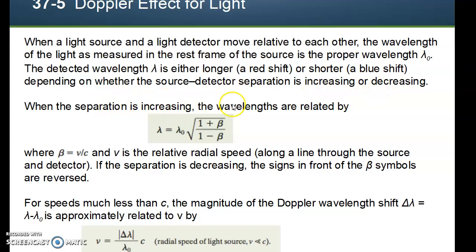So when the separation is increasing, the wavelengths are related by this right here. It's the square root of (1 plus beta) over (1 minus beta) times the proper wavelength, with beta equal to v over c, the relative radial speed for the source and detector. If the separation is decreasing, the signs in front of the beta symbol are reversed. If the separation is decreasing, they're getting closer. For speeds much less than c, the speed of light, the magnitude of the Doppler wavelength shift is approximately related by this equation right here.